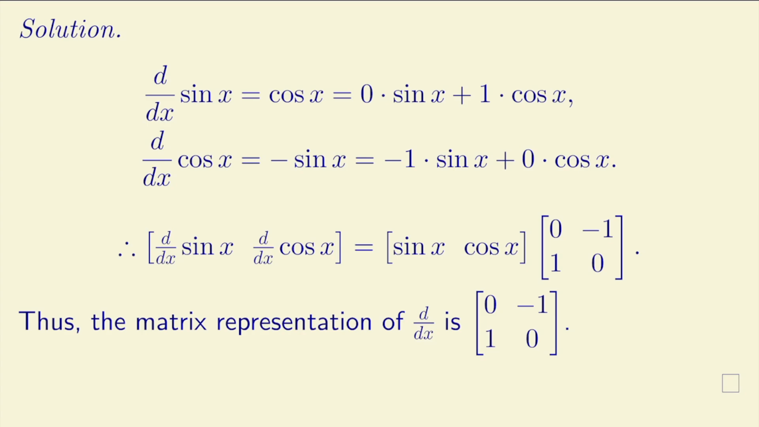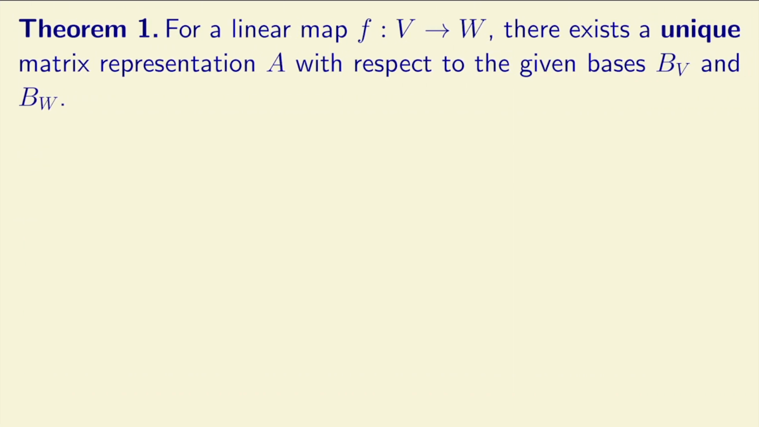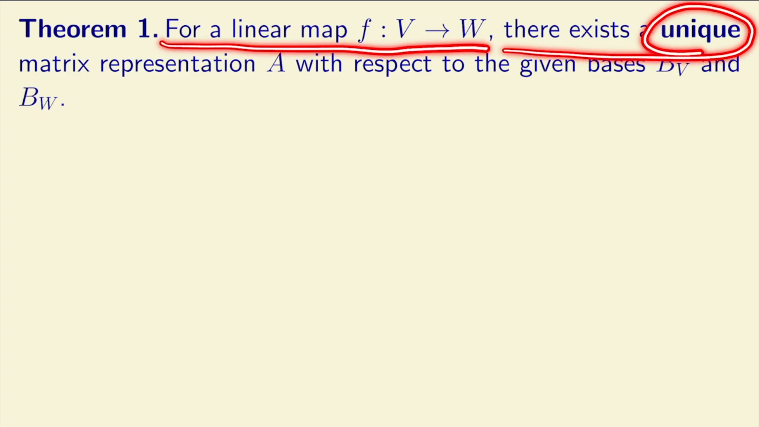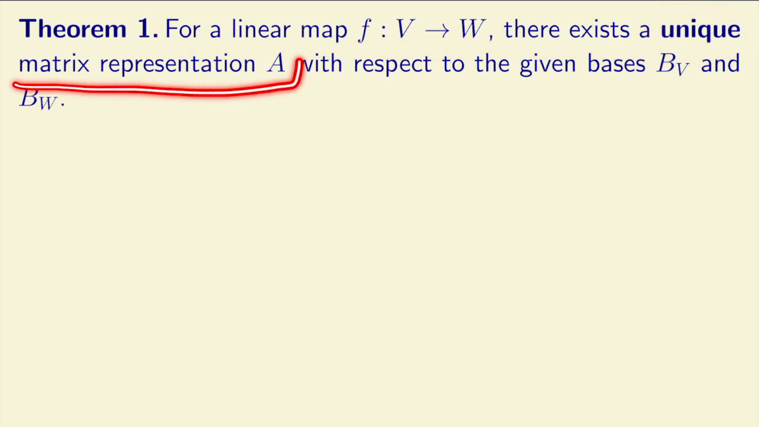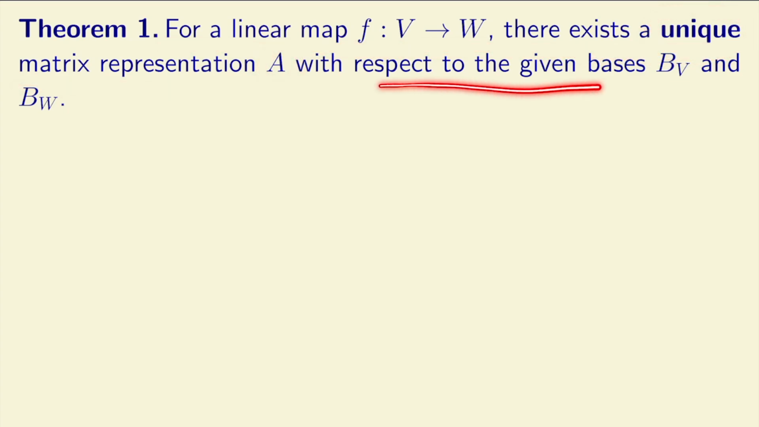But is the matrix representation we get the only one? That's the next big question. Let's turn to page 8. Theorem 1 says, for a linear map F from V to W, there exists a unique matrix representation A with respect to the given bases BV and BW. The keywords are unique matrix representation.